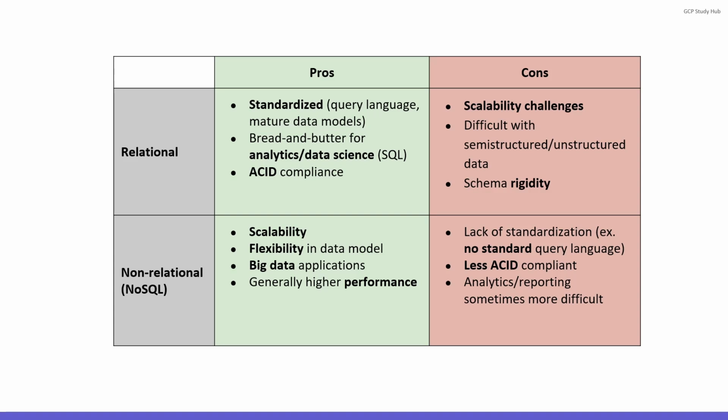On the cons side, lack of standardization means that there isn't a single query language like SQL, which can make querying less straightforward. Non-relational databases are often less ACID compliant, which means you might trade off consistency for scalability. And analytics and reporting can sometimes be more challenging because of the lack of a rigid structure, which makes aggregations more complex.